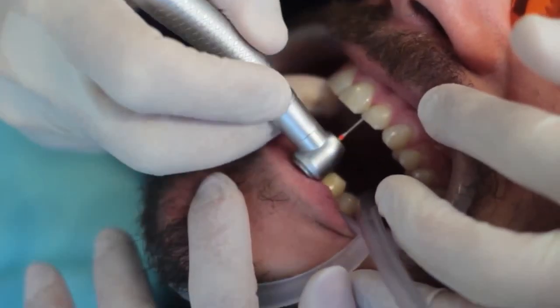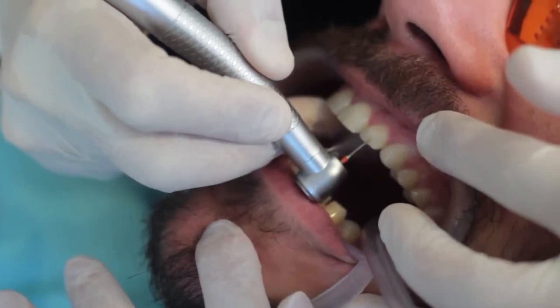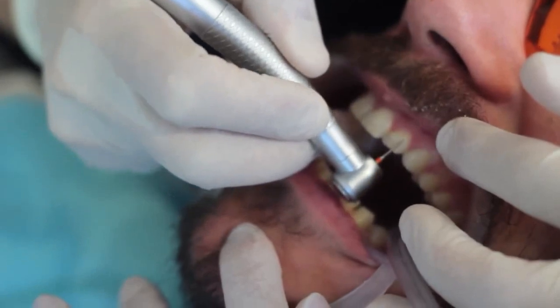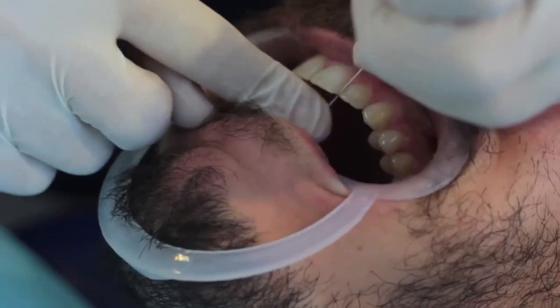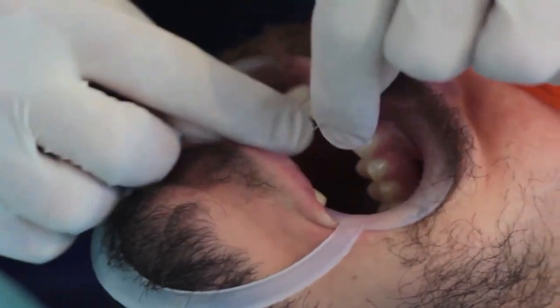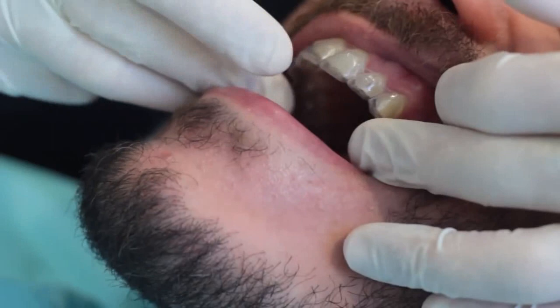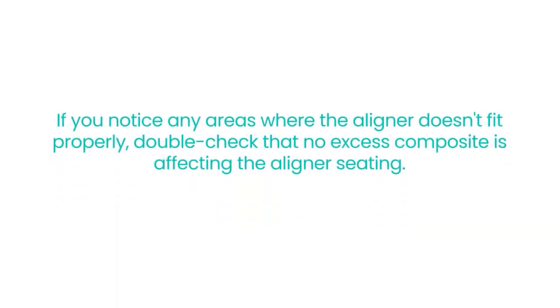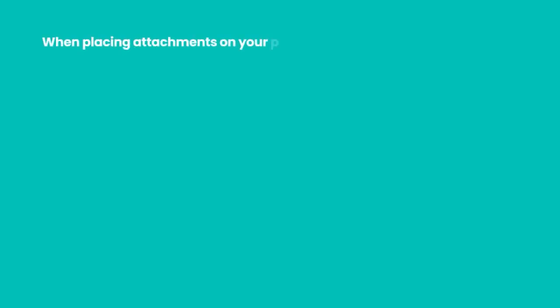Use a carbide finishing burr to carefully remove any excess composite material, making sure not to apply too much pressure or change the original attachment's shape. After removing the excess composite material, use dental floss to check the contact areas for any remaining composite. Finally, insert aligner number 1 into the patient's mouth and ensure it's fully seated. If you notice any areas where the aligner doesn't fit properly, double-check that no excess composite is affecting the aligner seating. When placing attachments on your patient's teeth, keep these important tips in mind.